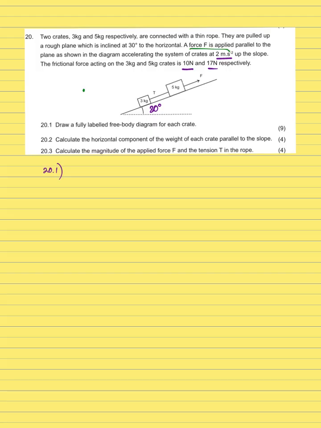I need to look at what's actually happening. So remember, if something's on an incline, it cannot just have an mg value there. It must have components, an X component and a Y component. So I know that this is going to be mg cos theta, and then this is going to be mg sine theta. All right, so let's look at this in a little bit more detail.